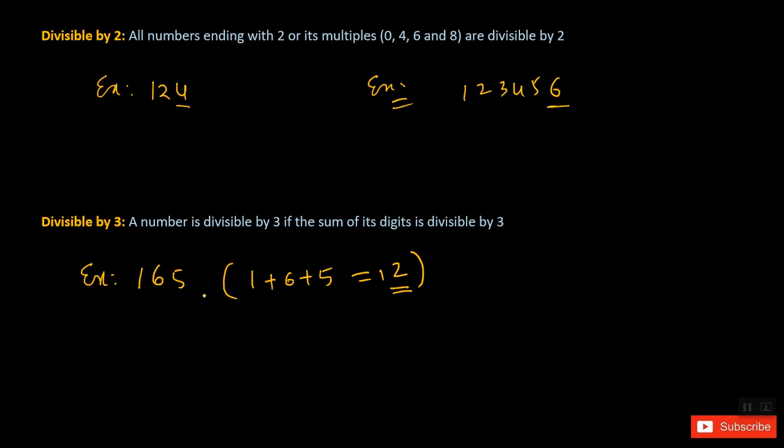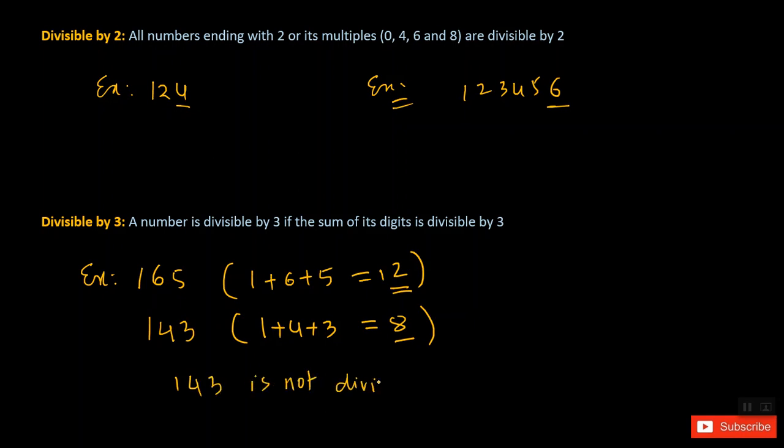Let's take one more example. If I say 1, 4, 3, if you add these digits, what happens? 1 plus 4 plus 3, the sum is 8. Look, 8 is not a multiple of 3. That's why 143 is not divisible by 3. This is how we verify. Let's move to the next.